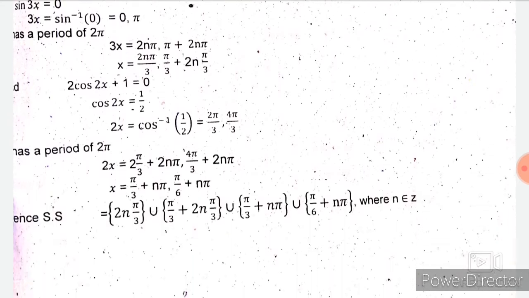So this was the solved past paper of 2013 Federal Board first year mathematics. I hope you all like it.